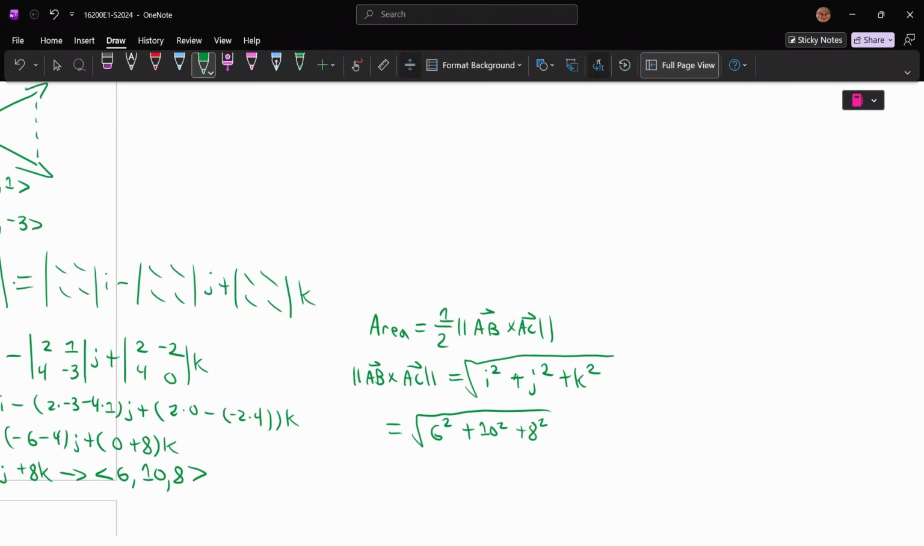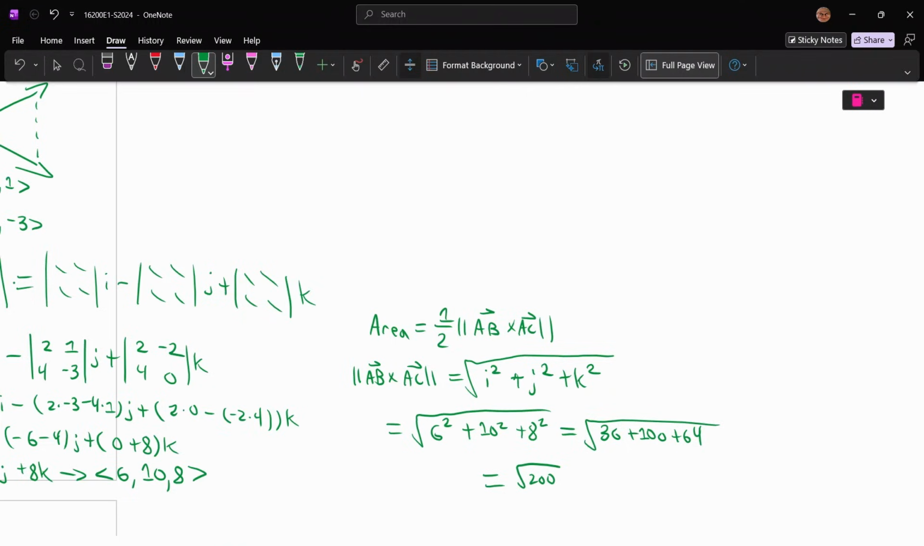And then since all of the values we're working with are positive, it doesn't matter here. But if you're dealing with a negative number, make sure you put it in parentheses because you want to make sure you have a positive number at the end of this entire thing. And so then this is going to simplify to 36 plus 100 plus 64, square root of that, which equals, I think, square root of 200? Yeah, square root of 200.